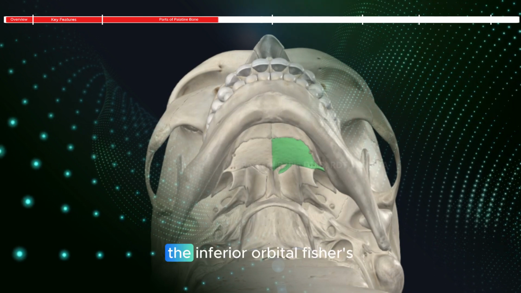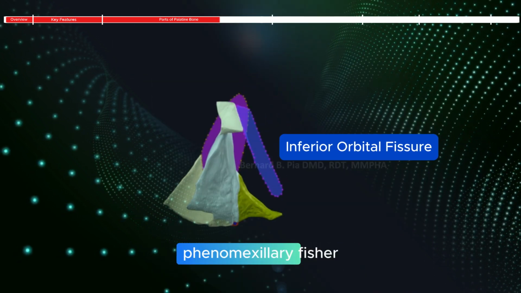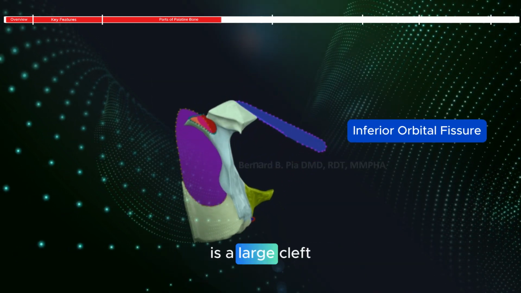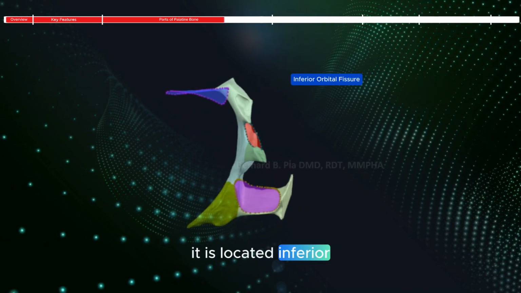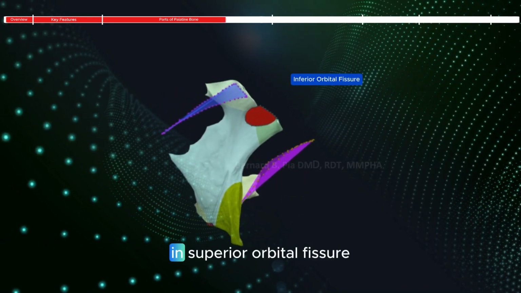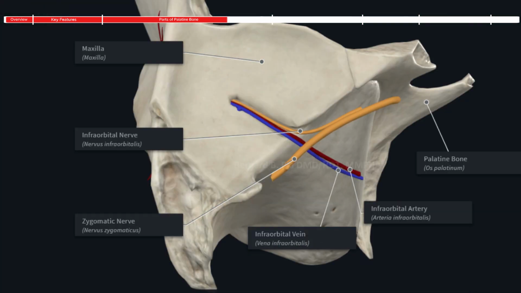8. The inferior orbital fissure, or sphenomaxillary fissure, is a large cleft found along the floor of each orbit. It is located inferior to the optic canal and superior orbital fissure. The inferior orbital fissure allows for the passage of the zygomatic nerve and the infraorbital artery, vein, and nerve.